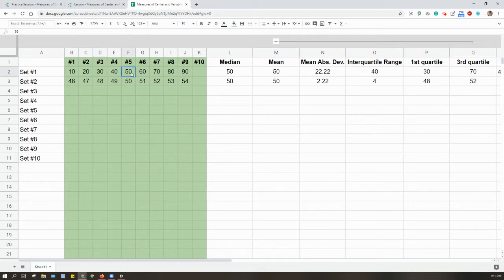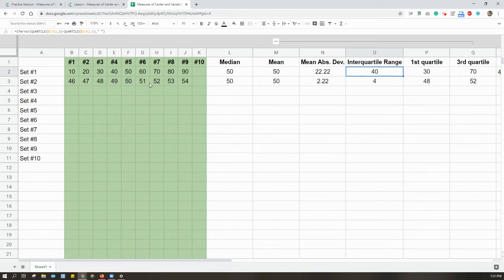If I include the median, then the upper half of numbers is 50, 60, 70, 80, and 90, in which case 70 is the middle of the upper half. So the third quartile is 70. So for set number 1, the interquartile range is how far from 30 to 70? And the answer is 40, because 30 and 70 are 40 apart.